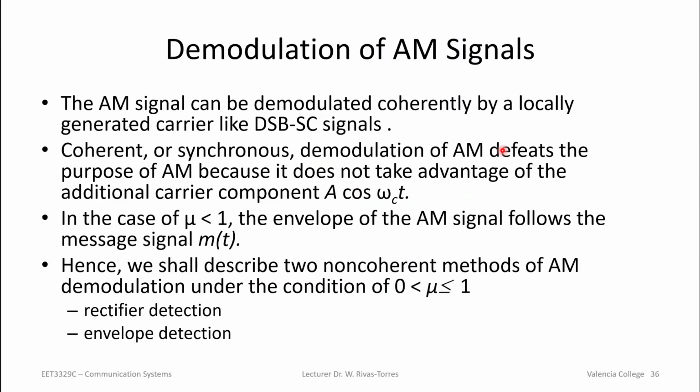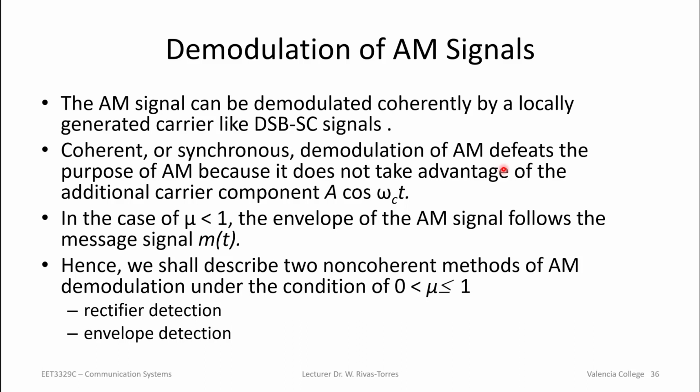All right, so that's as much as I wanted to say about circuits. So let's get to the concept of demodulating AM signals. Like we said, we need a coherent local carrier to be able to demodulate the double sideband suppressed carrier signal. So we could use that with a regular AM signal, but that sort of defeats the whole purpose of doing AM in the first case, right?